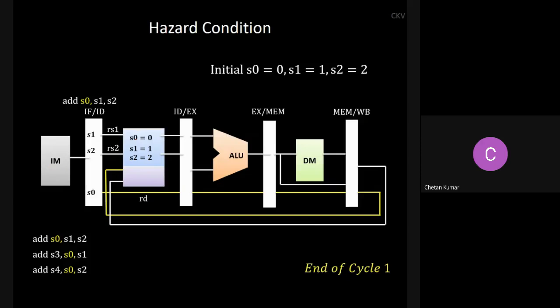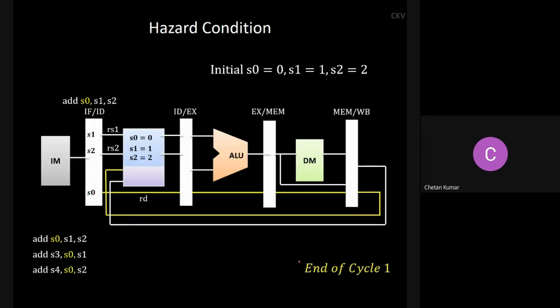So in this stage only the registers might be read. In clock cycle 2, what will be loaded in the ID/EX register, and what will be loaded in the IF/ID register? Although I'm showing S1 and S2 and S0, basically the IF/ID register will have the instruction code, and the instruction code will have the S1 field, S2 field, and S0 field. So that I'm specifying here.